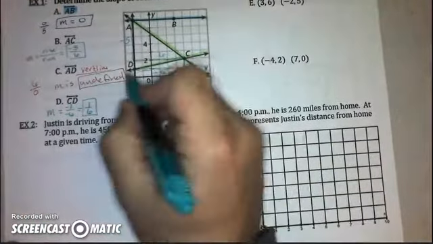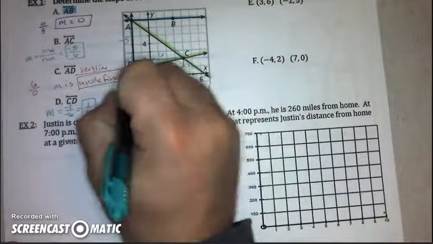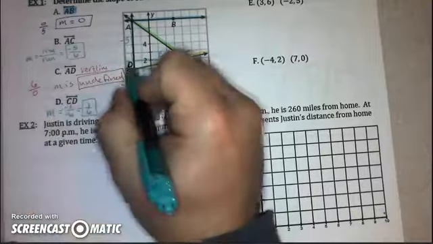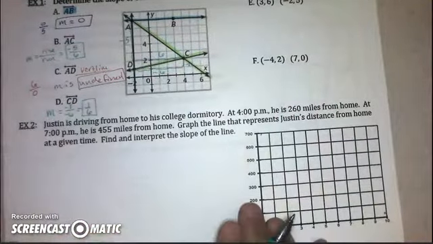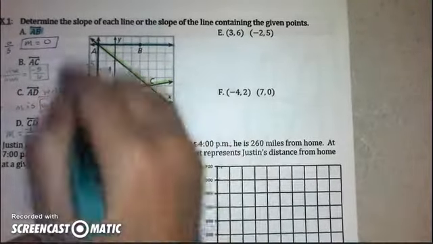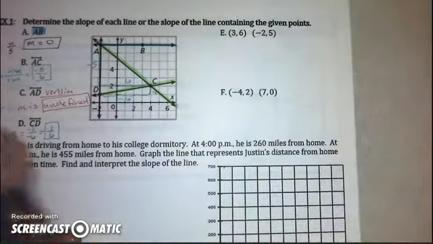But on CD, if you choose to start at C and go back to D, you're actually going to go down and to the left. Down and to the left is a negative over negative, which is the same as going up 1 to the right 6, which would be positive 1/6. Alright, so for finding slope using a graph, you can just kind of count the spaces. Otherwise, you have to use the slope formula.